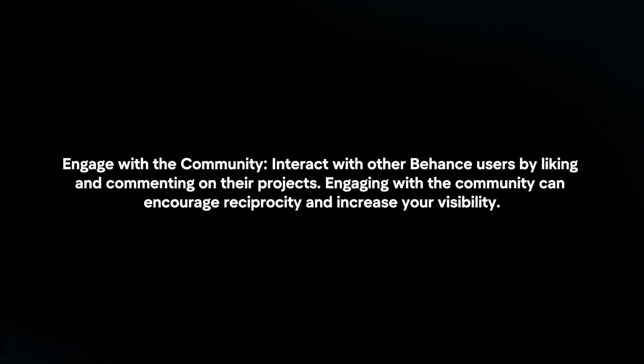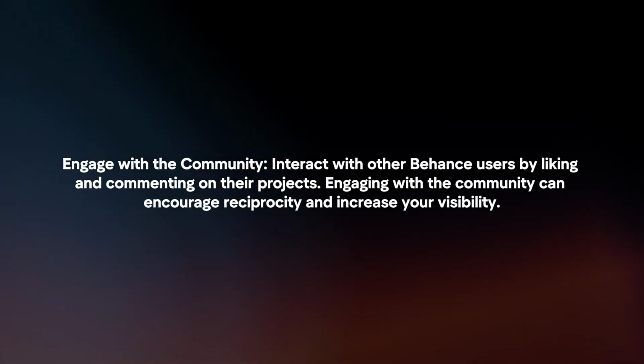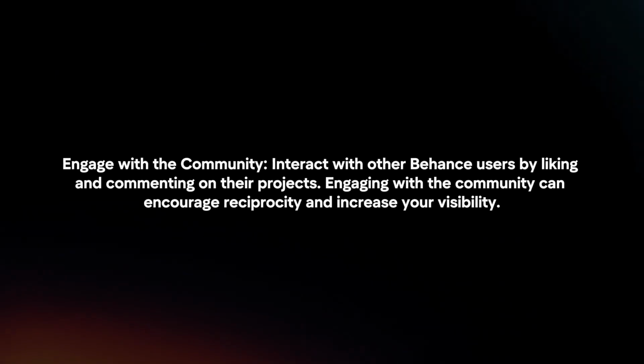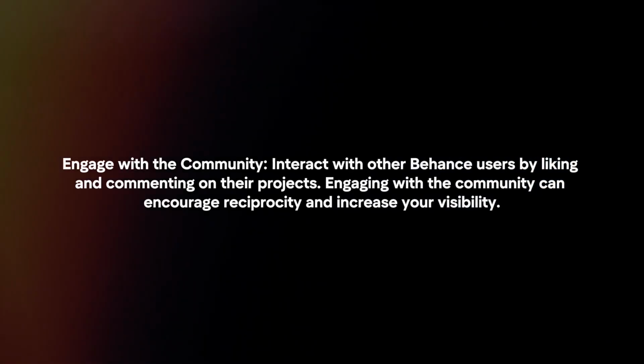Engage with the community. Interact with other Behance users by liking and commenting on their projects. Engaging with the community can encourage reciprocity and increase your visibility.